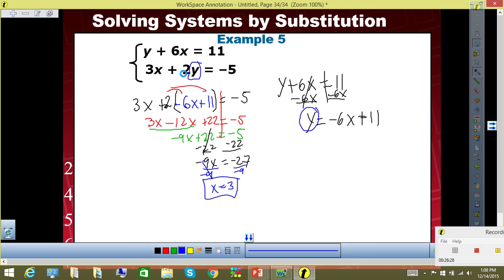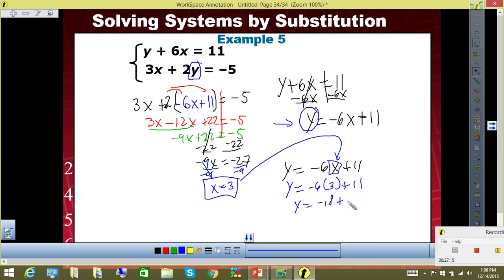From there, I choose one of the 2 equations. Which would be the easiest one? The top one. So y equals negative 6x plus 11. But instead of x, I'm going to substitute 3. y equals negative 6 times 3 plus 11. What did I do? Wait. Oh, it's because I got this one that was already solved for y. All right. So then this is y equals negative 18 plus 11. y equals negative 7. So what is my coordinate? 3, negative 7. Hands, if you got that?